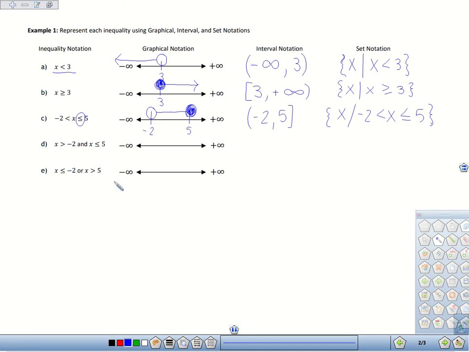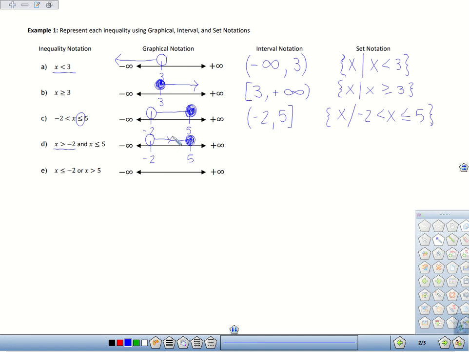So next we're going to look at D. So x is greater than -2 and x is less than 5. So once again we're going to plot -2 and 5 on our number line. And is it going to be an open or closed circle above the -2? Good. And what about on the 5? Good. So now we're going to determine the direction of our arrows. Okay? So which way is the arrow going for x is greater than -2? Yeah, towards the positives.